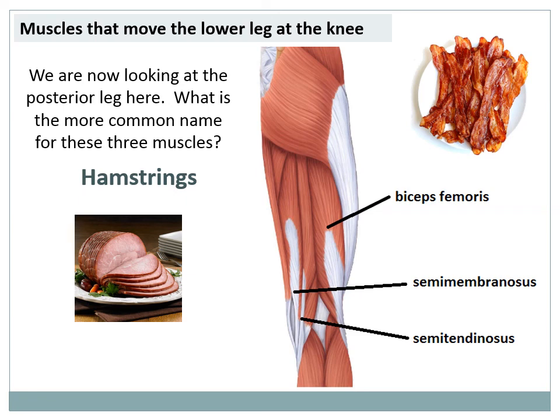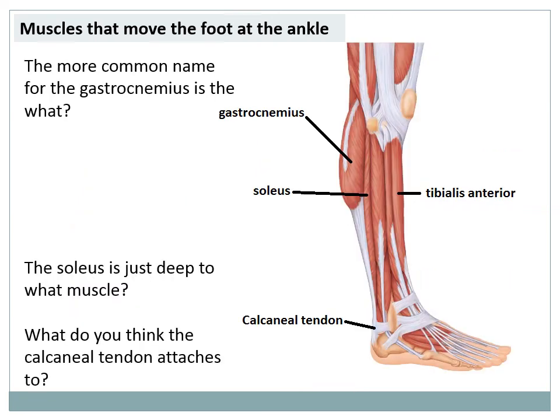You can also remember biceps femoris because it's the back of the femur, right? Back femur. Biceps femoris is on the back of the femur. So those hamstring muscles, your biceps femoris, your semimembranosus, and your semitendinosus, again, help extend and flex the knee.